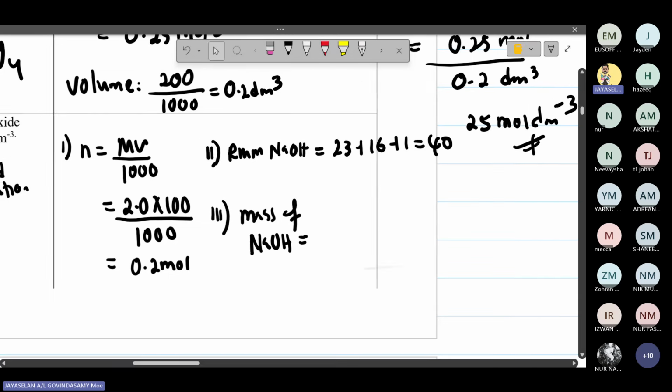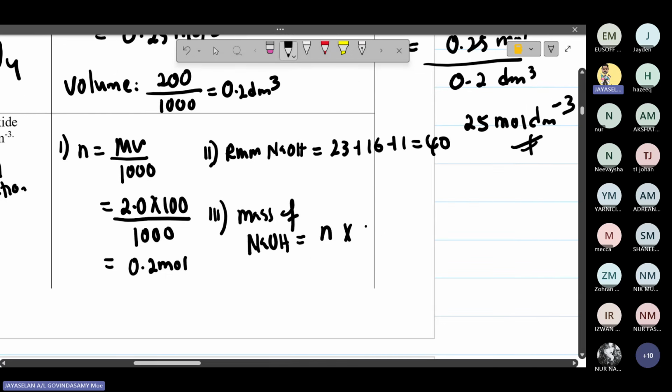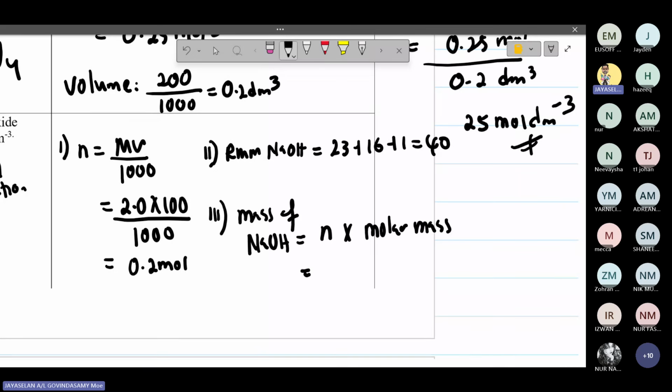How to find the mass of sodium hydroxide? Number of mole times with molar mass. Number of mole sini sudah cari. 0.2 times with molar mass. Molar mass is 40. So 0.2 times with 40. What is your answer? Okay. So you guys will get 8.0 gram.